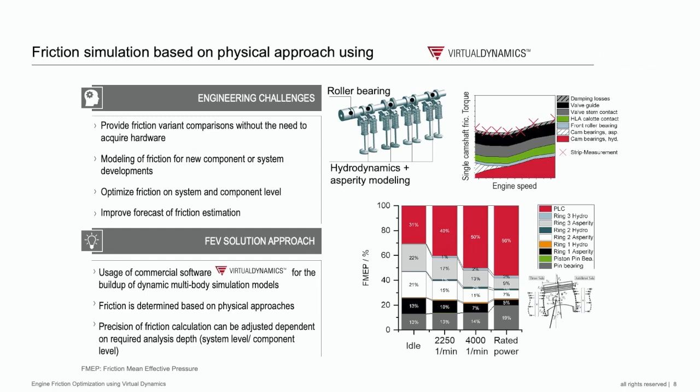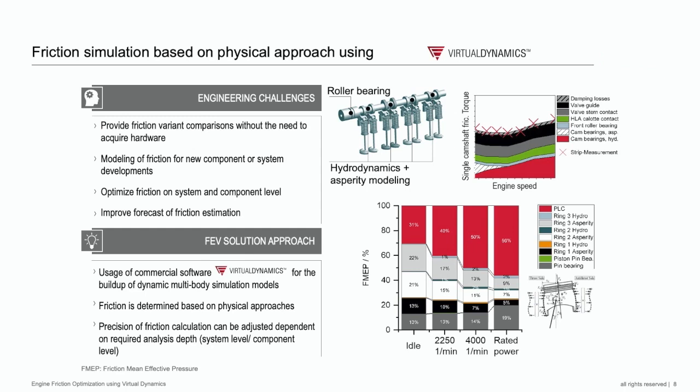On the right side, you can see I brought a small example of such a friction simulation. You can see that there is a single camshaft with a front roller bearing, and the camshaft bearings are modeled as a hydrodynamics model with some asperity approach. Using this approach, it is possible to match the friction tendency on the test bench very well after calibration, and to be able to split the total friction into the sources.